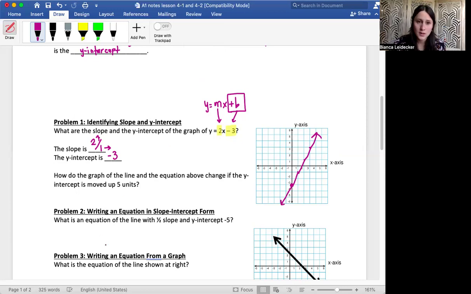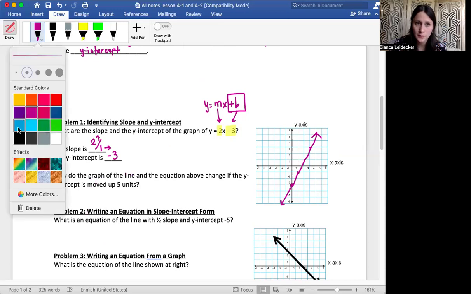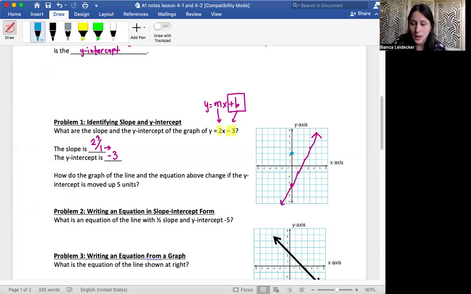The next question says, how does the graph of the line and the equation above change if the y-intercept is moved up 4 units? So I'm going to use a different color here. I'm going to move my y-intercept up 5 units. 1, 2, 3, 4, 5. My y-intercept is now here. My slope is not going to change. So I'm going to keep going up 2 over 1, up 2 over 1. And I'm going to connect my points.